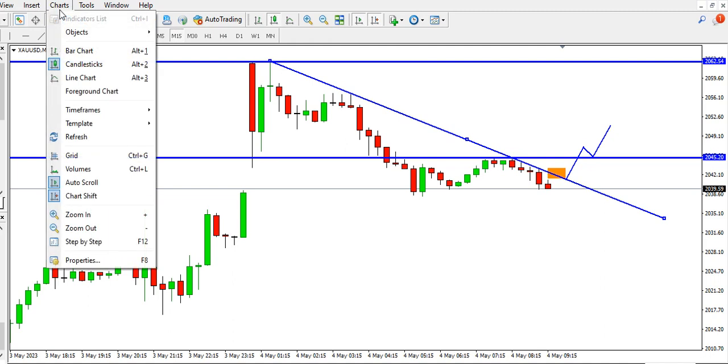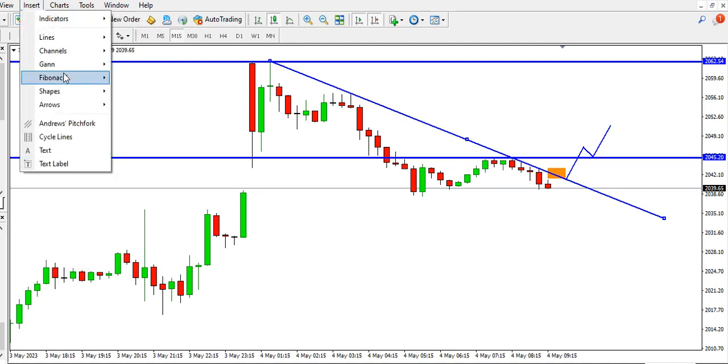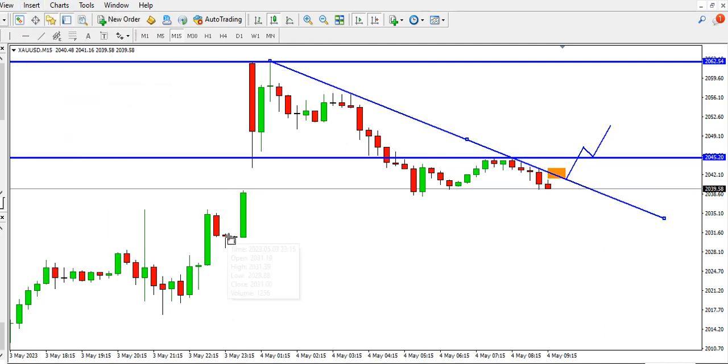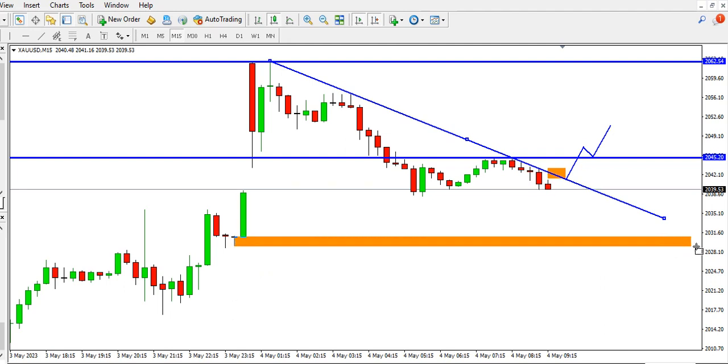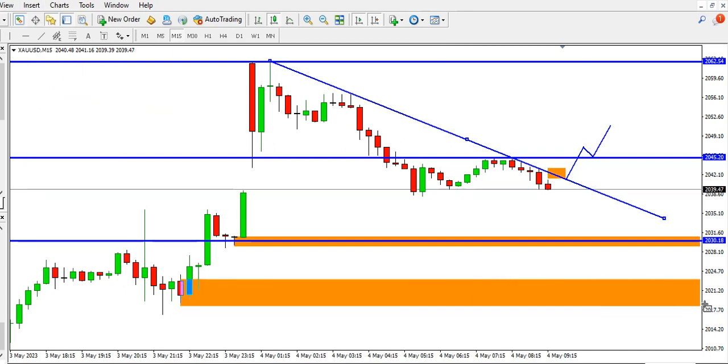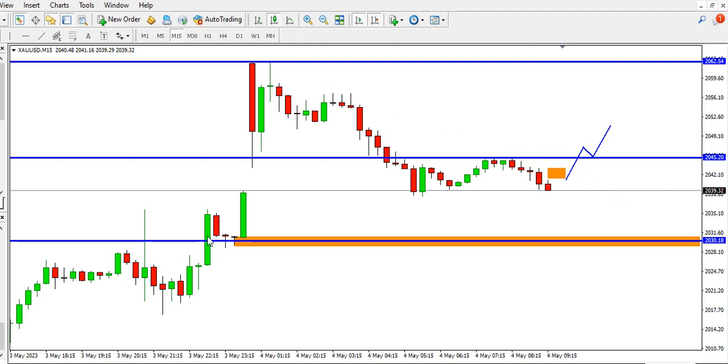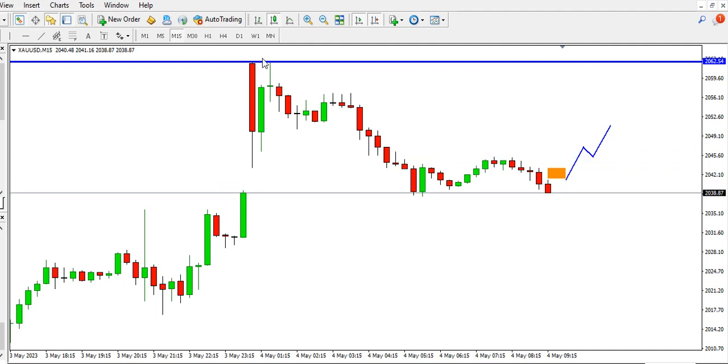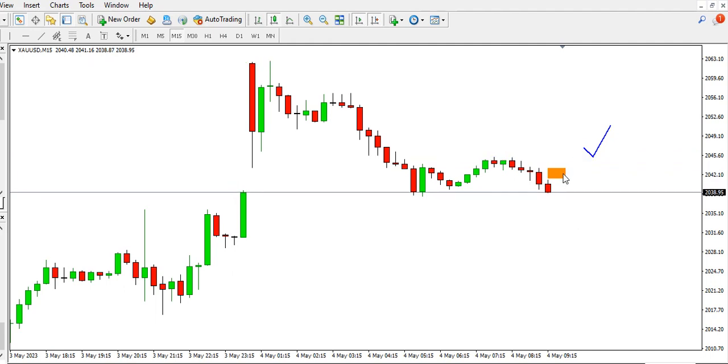If price is going to drop on the 15 minutes time frame, we are looking at this support area, and it can drop as low as 2030. Another support area on the 15 minutes time frame, price can drop as low as 2020. So that's the 15 minutes time frame. Let's quickly look at what's happening on the 5 minutes time frame.